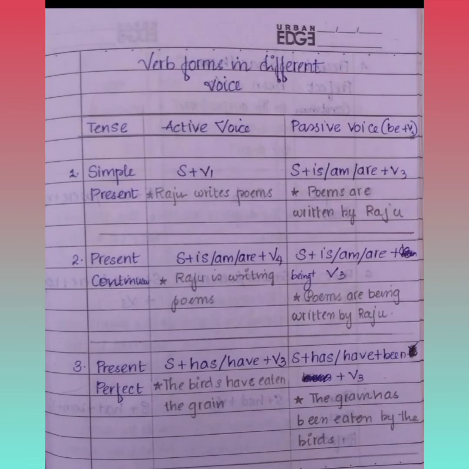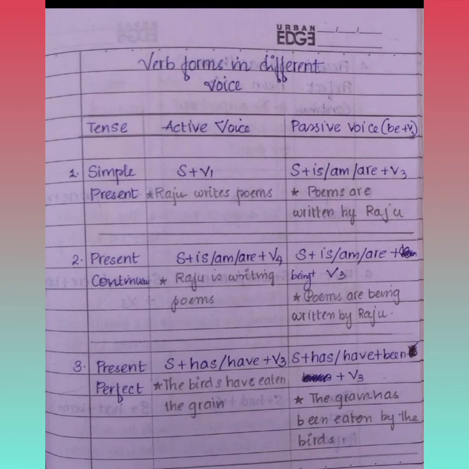Verb forms in different voices. Okay, so here you can see three columns are given, and in one column the tense is mentioned, and second one active voice, and third one passive voice. Okay, so first of all, if the sentence or the active voice is in simple present tense, what will be the form? Subject plus verb. Okay, first form of the verb. For example, Raju writes poems.